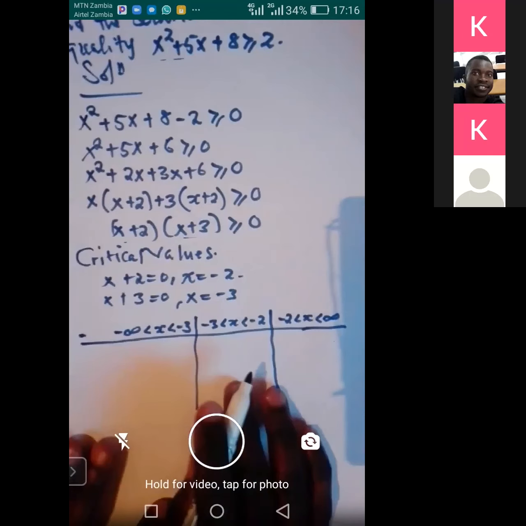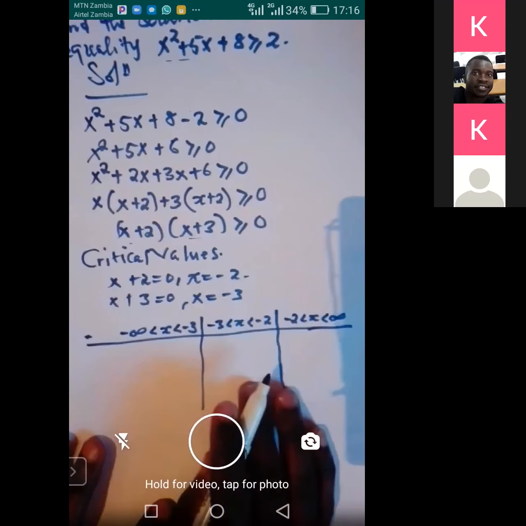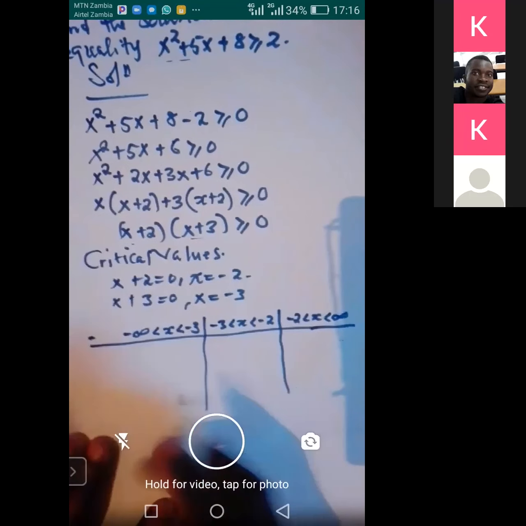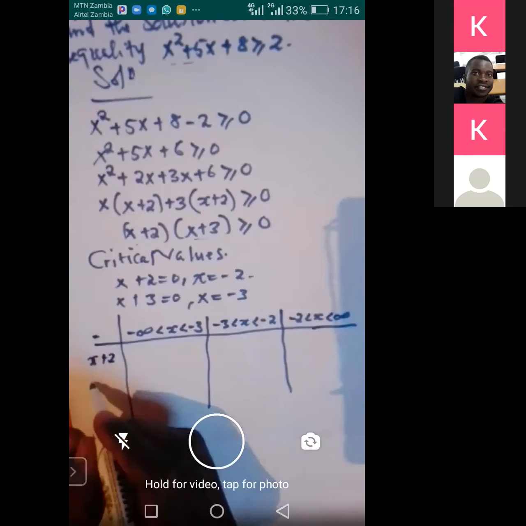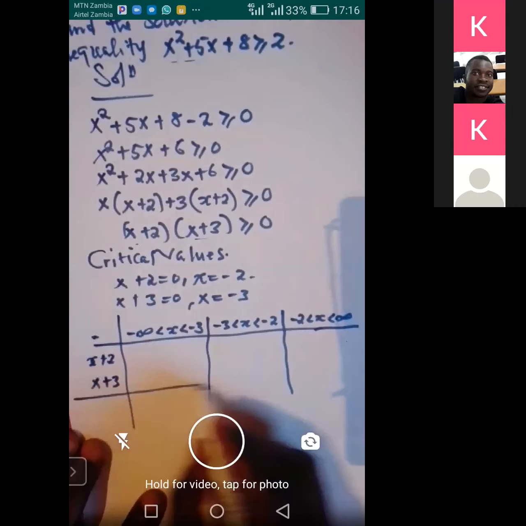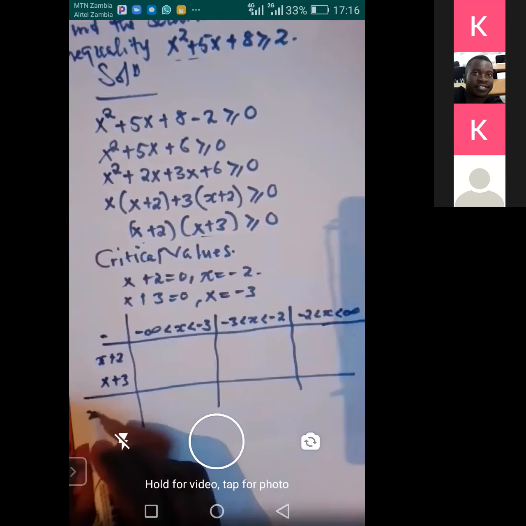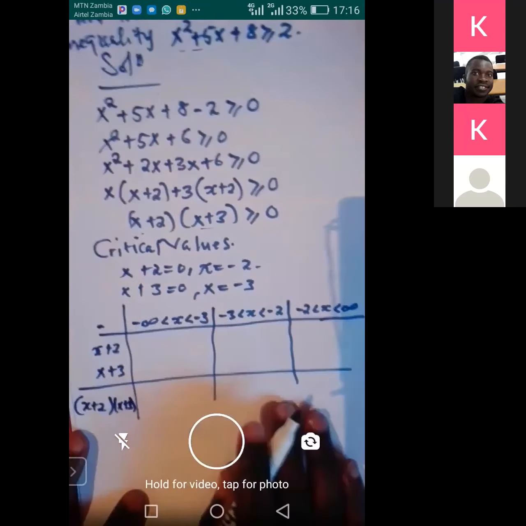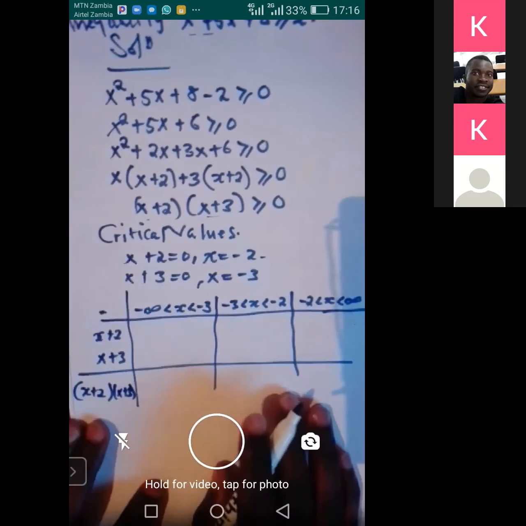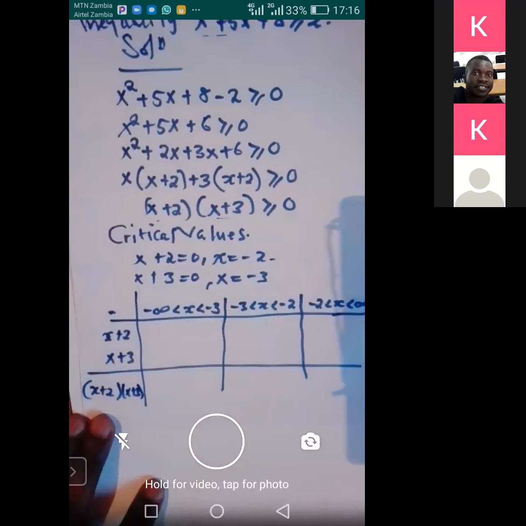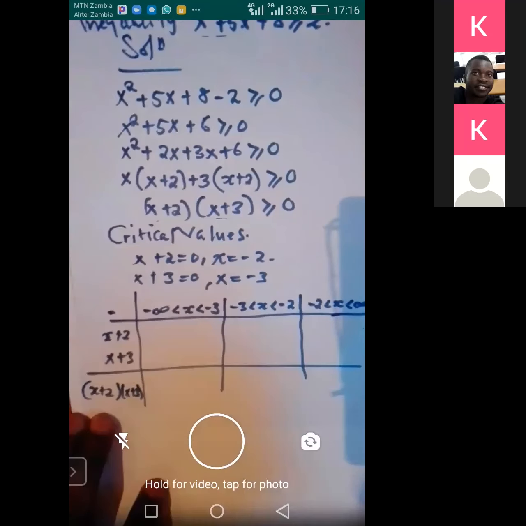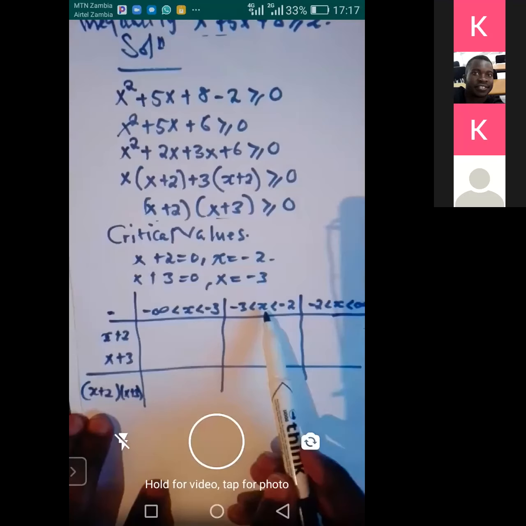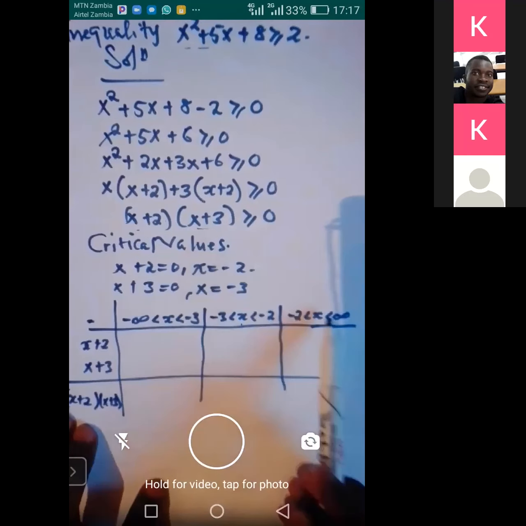On this side, we are multiplying this one with this one. Then we are going to say, okay, x plus 2 there, x plus 3 there, and then x plus 2 and x plus 3 there, the product. So we want to see what is happening to this expression in this interval. Also, we want to see what is happening to this expression in this interval, and in this interval.